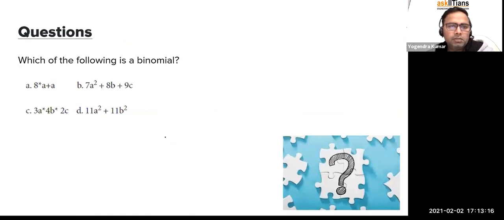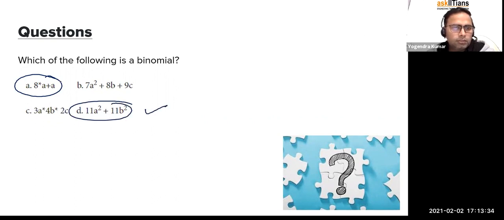Which of the following is a binomial? This one is a binomial. Here, the number of terms is 3. Here, monomial. This is a monomial. By the way, this is also a binomial. This is a binomial because it is 8a plus a. Wait, wait. What is the change here? 8a plus a. What will it become?